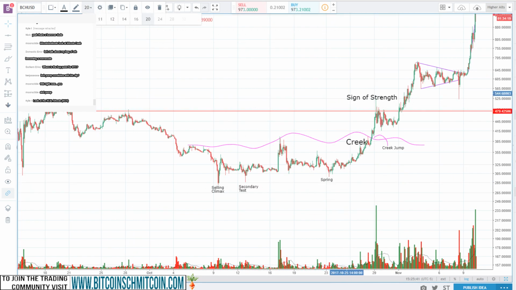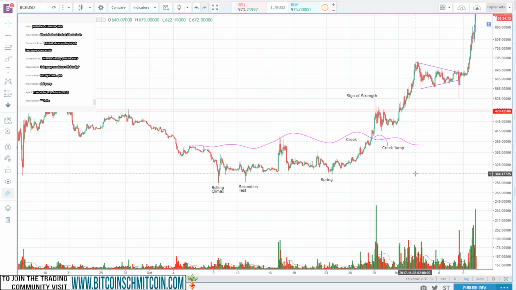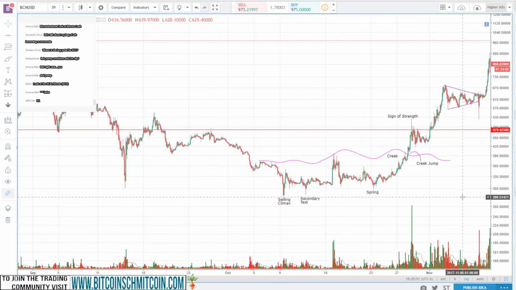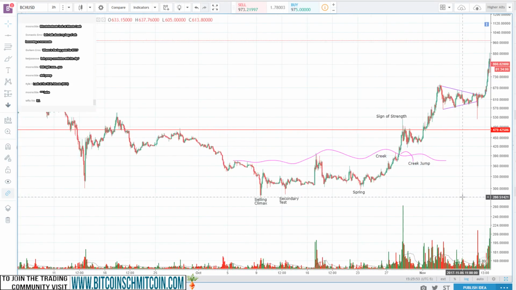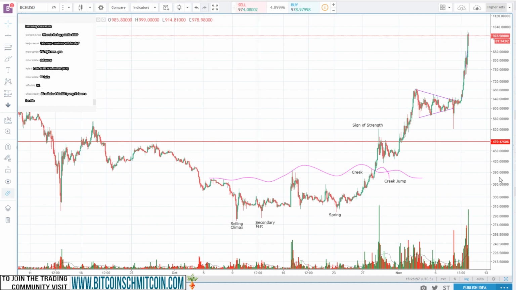Let me clean this up for you guys so we can talk about this, because Bitcoin went through a distribution phase at the same time that Bitcoin Cash went through an accumulation phase. So this is quite the turn of events.